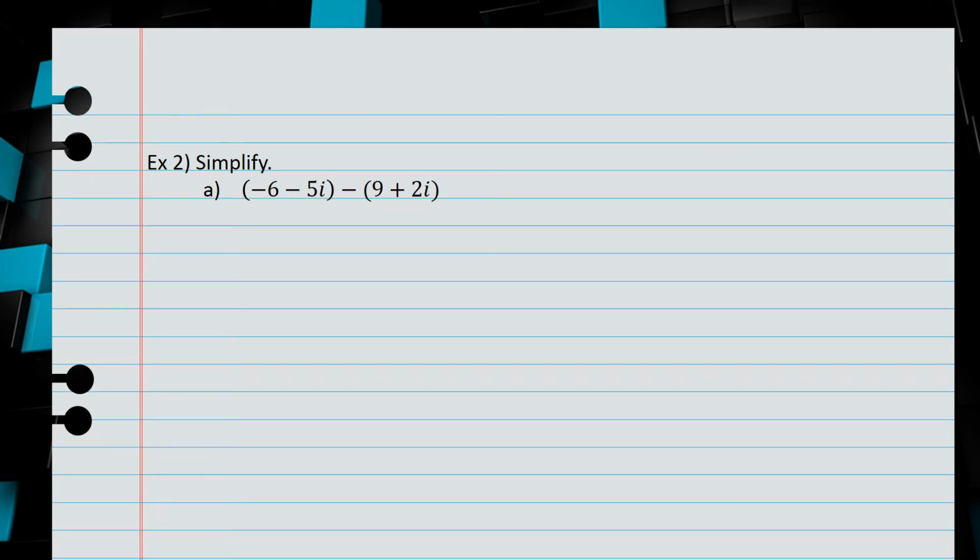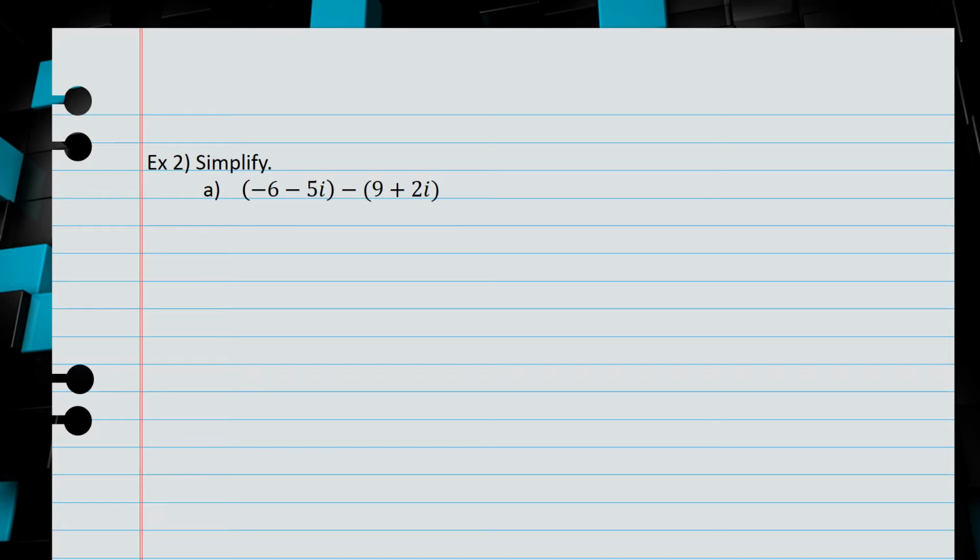Example 2 says to simplify. For A, we have negative 6 minus 5i minus the complex number 9 plus 2i. Well, how do you simplify this? Easy. We follow order of operations, or GEMS. Do we have grouping symbols? Yes. Can you do anything inside the grouping symbols? No. Do we have any exponents? No. How about multiplication division?